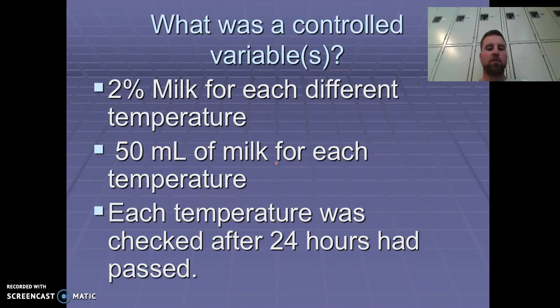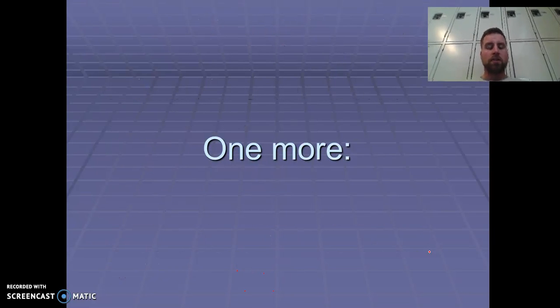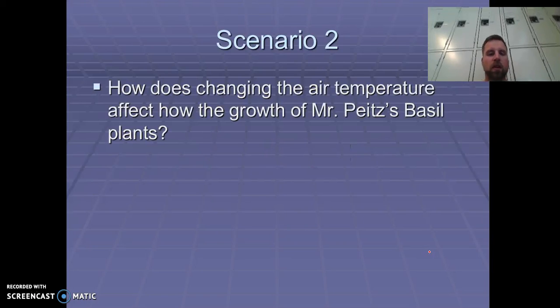Another example of something that was controlled is that each temperature was checked after 24 hours, so the time is controlled, right? She didn't check one at 8 hours, the other one at 16 hours, and the other one at 24 hours, right? She checked them all at the same time, 24 hours. Okay, so one more. Let's do one more.